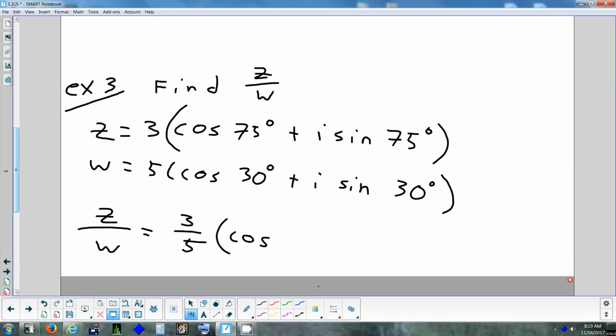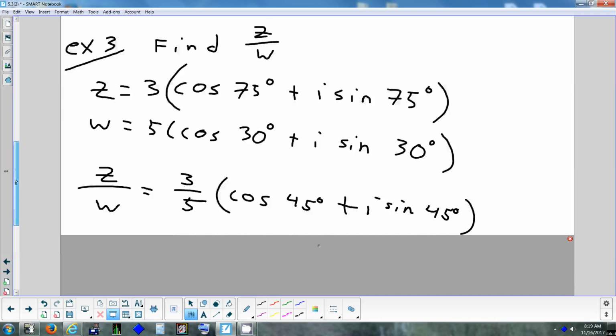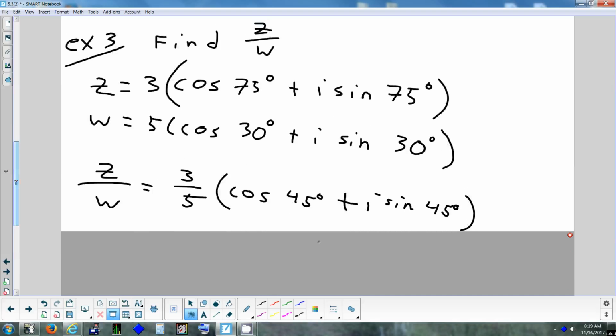45. So if we subtract those, then you get 45 plus i sine 45. Okay, and that's how you divide them. So what we just did right there took the place of all the stuff you would have had to do with division, the conjugates, all that stuff I've said a bunch of times.